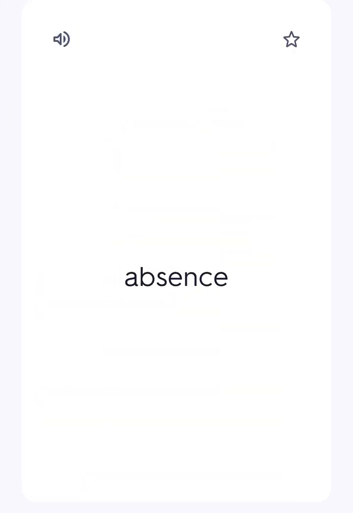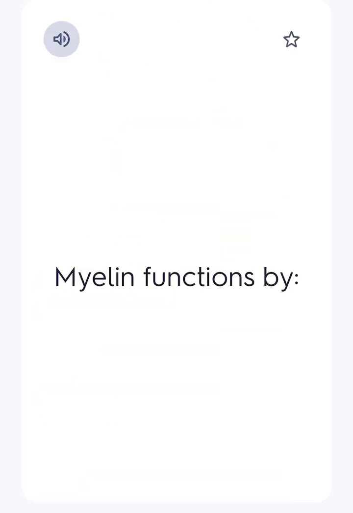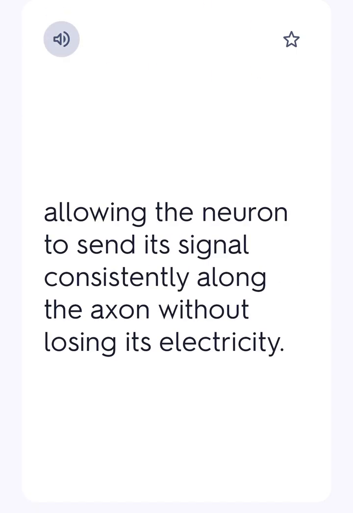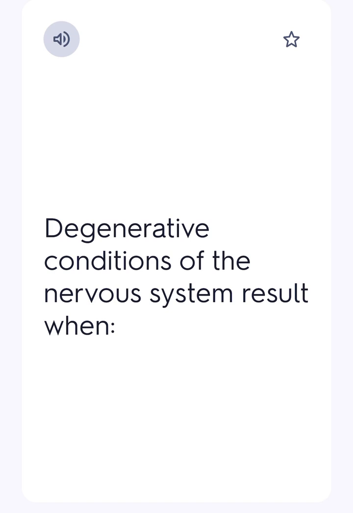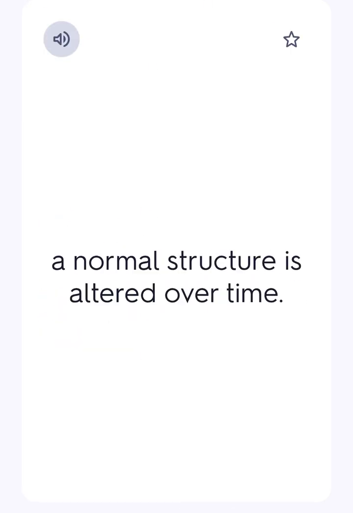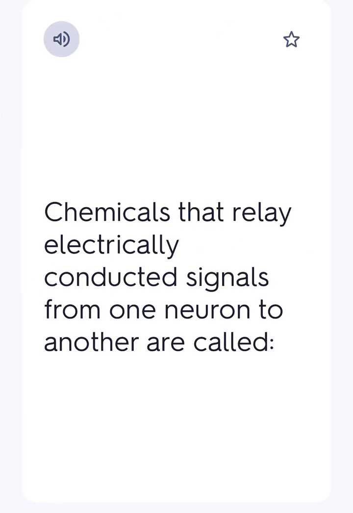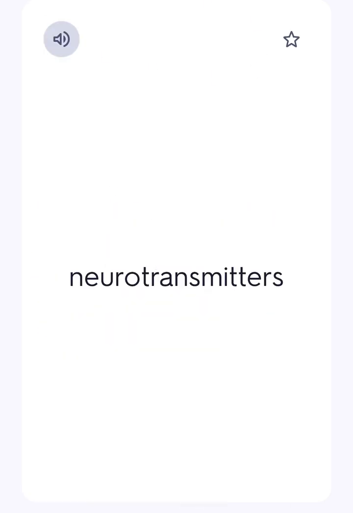Absence. Myelin functions by allowing the neuron to send its signal consistently along the axon without losing its electricity. Degenerative conditions of the nervous system result when a normal structure is altered over time. Chemicals that relay electrically conducted signals from one neuron to another are called neurotransmitters.